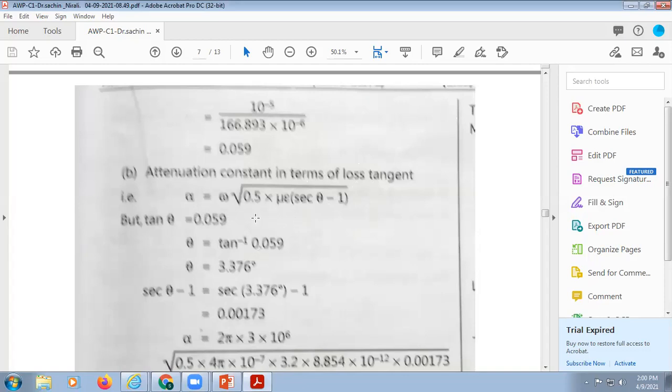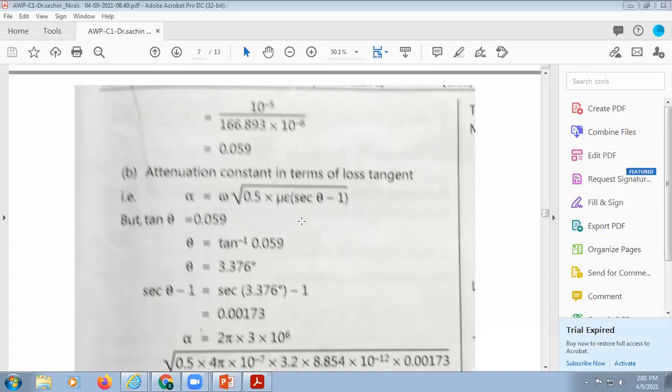So alpha is equal to omega root of 0.5 into mu epsilon (sec theta minus 1). This is a derived expression. We got the loss tangent tan theta equal to 0.059, so theta you can find as tan inverse of 0.059. You will get the angle as 3.37. Then sec theta minus 1, with sec of 3.372 in brackets minus 1, gives 0.00173.